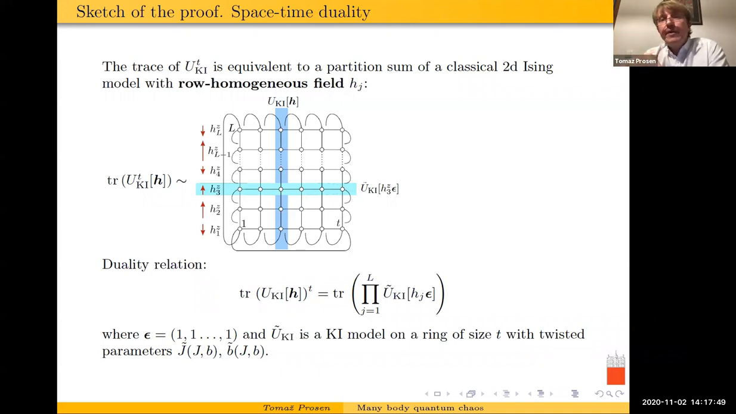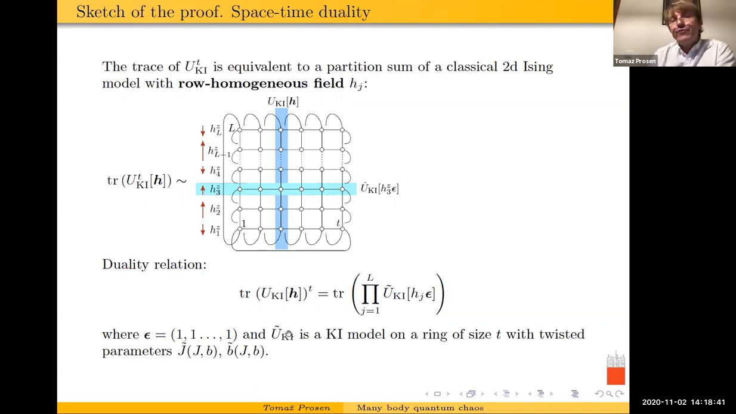Now the point I want to make is that you can restate the computation of this partition sum as a row transfer matrix, which I denote by this horizontal strip. It turns out, and I have no time to show you in detail, but it is a few-line calculation, that the algebraic form of this row transfer matrix is exactly the same as the column transfer matrix, which has the same form as the kicked Ising Floquet operator, but with different coupling parameters. I call these coupling parameters J tilde and B tilde, and there is a simple non-linear map between J and B and J tilde and B tilde.